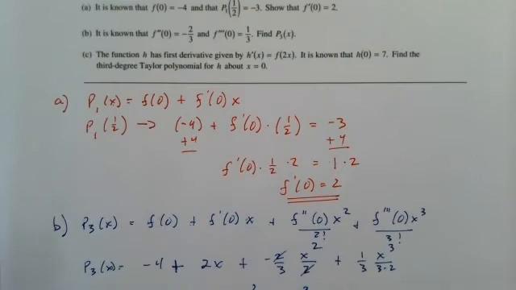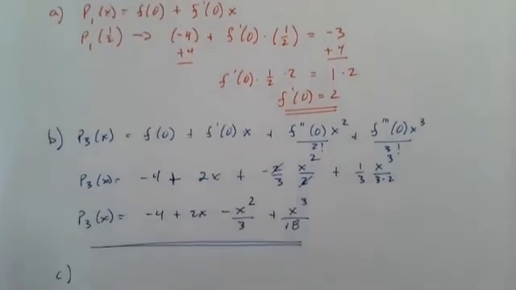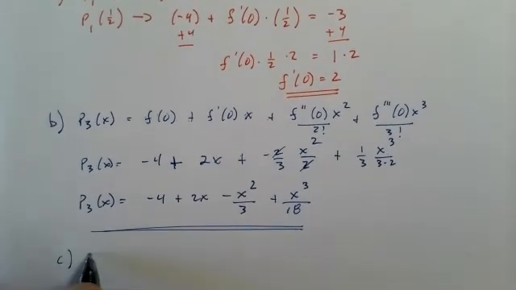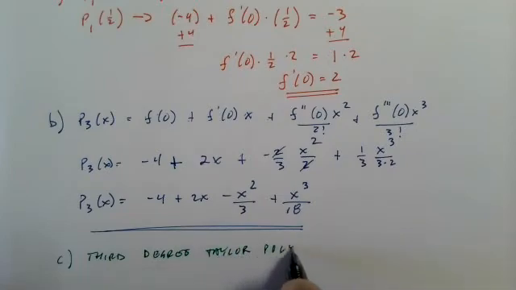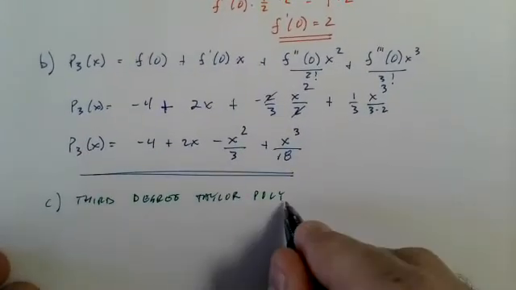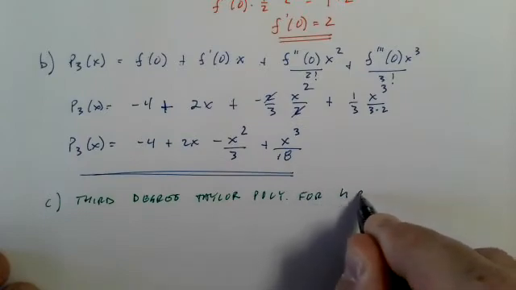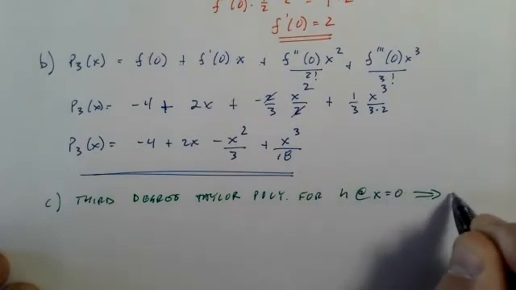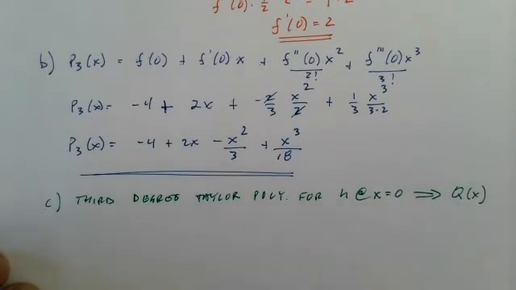We will call the function's first derivative... Find the third degree Taylor polynomial for h about x equals 0. We're going to call that Q of x. All right. So we know that h prime of x equals f of 2x.